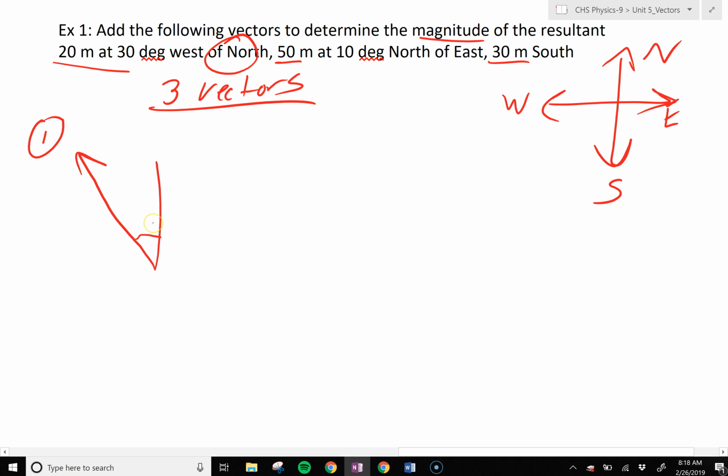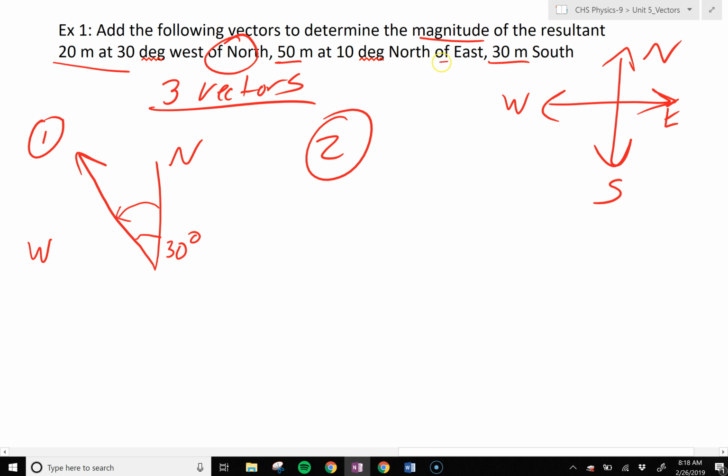if this is where our angle is, so this would be our angle here, or 30 degrees, because if this side is west and this side is north, we went 30 degrees in the west direction of the straight north direction. Okay, and then the second one, we have 50 meters at 10 degrees north of east.